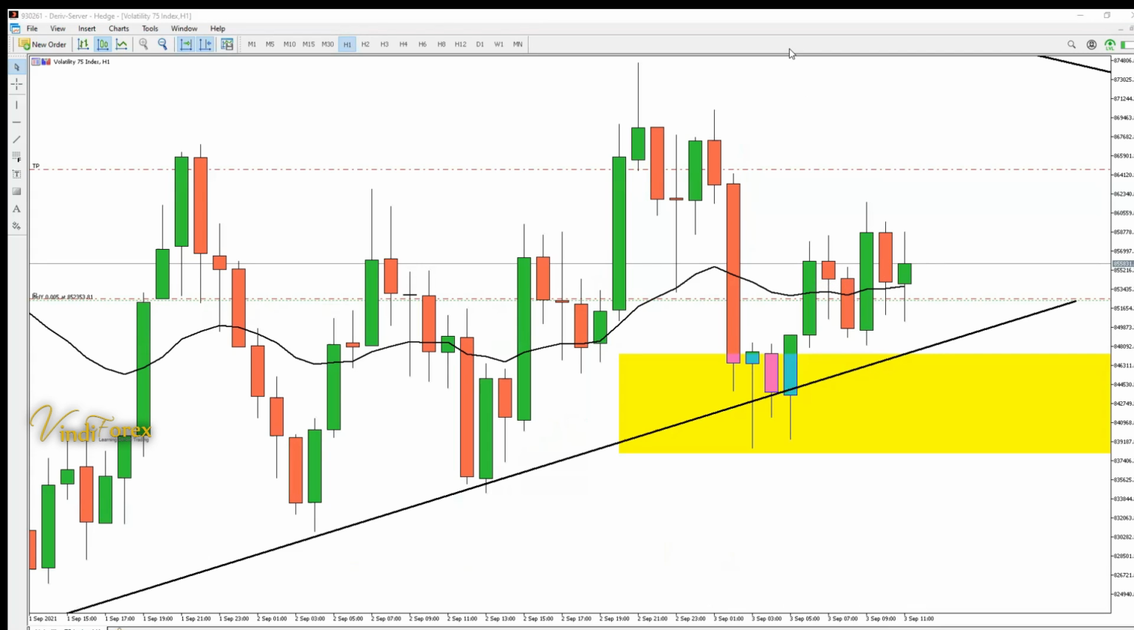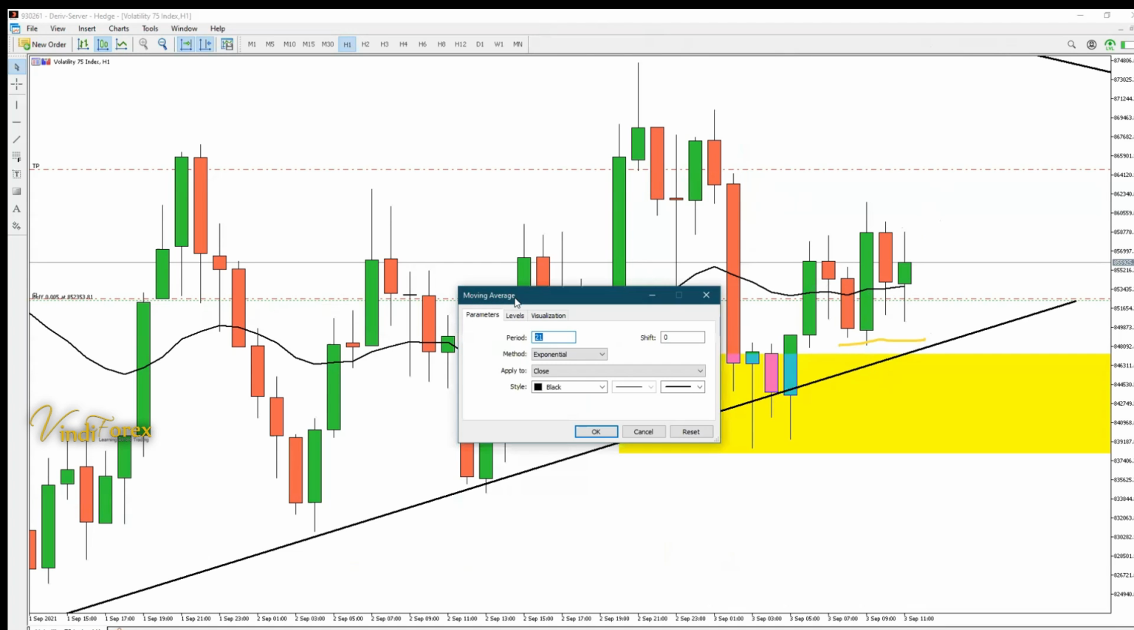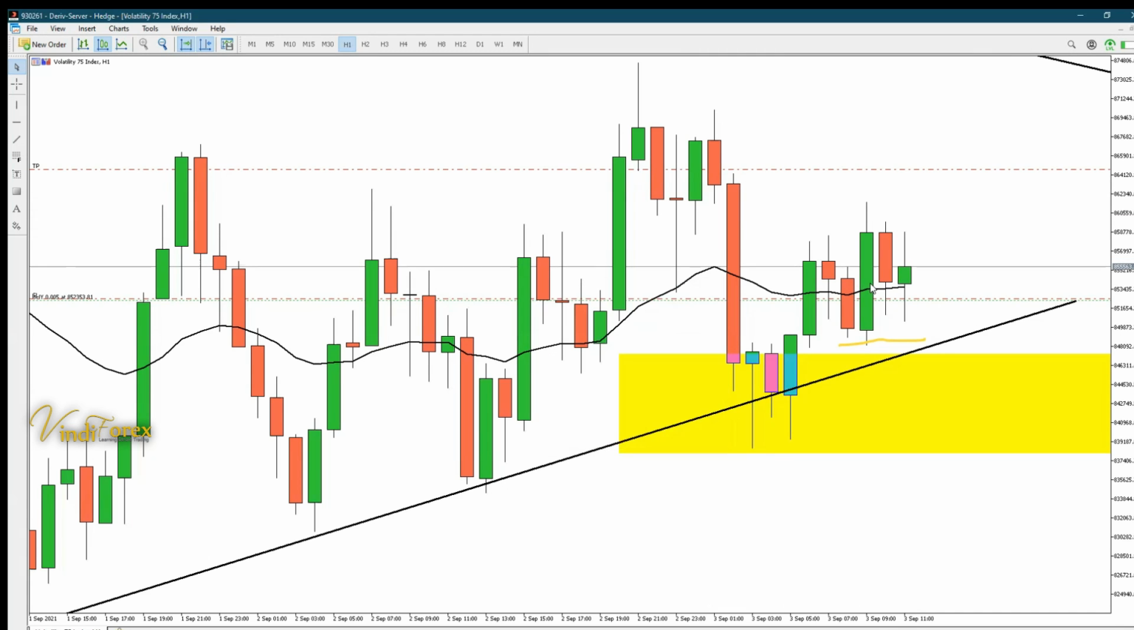If you look at the 21 exponential moving average, the stop loss was there, and I just updated it as price went to the top right there. So again, you need to identify where the structure is. Let me just show you the 21. This is the moving average, 21 period, exponential. That's the setting, right? Exponential. Simply click OK.